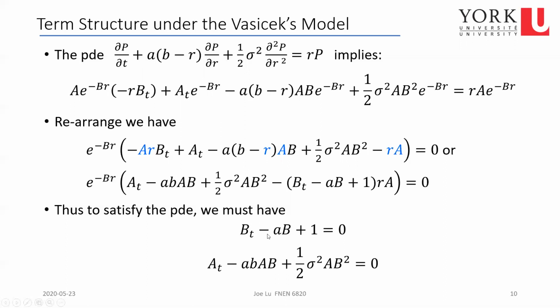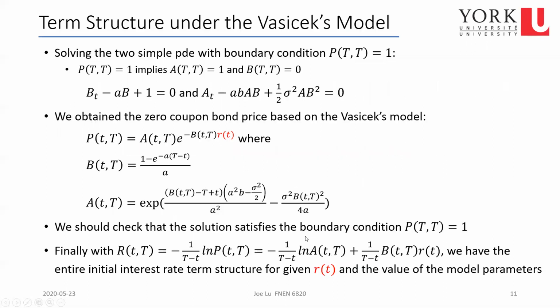Now to solve those two simpler partial differential equations, we also need a boundary condition. The boundary condition is really when the zero coupon bond matures. So P(T, T), when it matures, must have a value of 1. So the maturity value of the zero coupon bond having a value of 1 implies A must be 1 and B must be 0 at maturity.